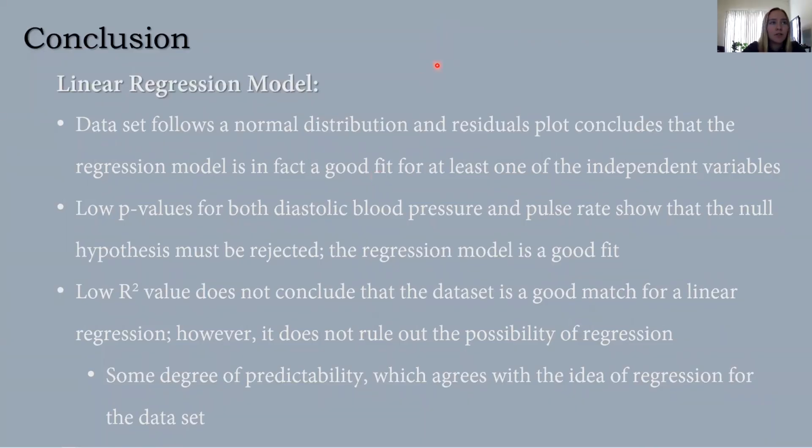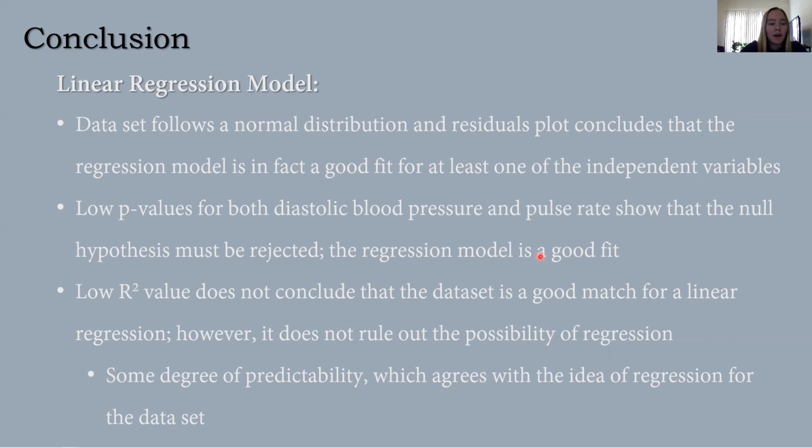So, in conclusion, we can say that the data set follows a normal distribution and our residual plots conclude that the regression model is in fact a good fit for at least one of the independent variables. But as we can see from our data in Minitab, both of the independent variables have an effect, meaning that our diastolic blood pressure and our pulse rate affect the systolic blood pressure. So the low p-values we found for diastolic blood pressure and pulse rate show that the null hypothesis must be rejected. The regression model is a good fit.